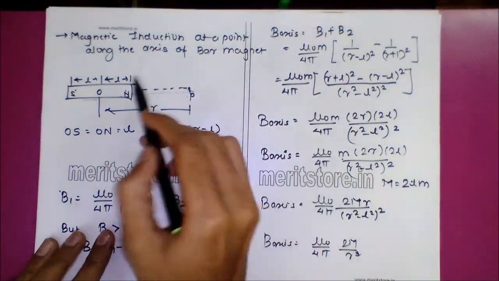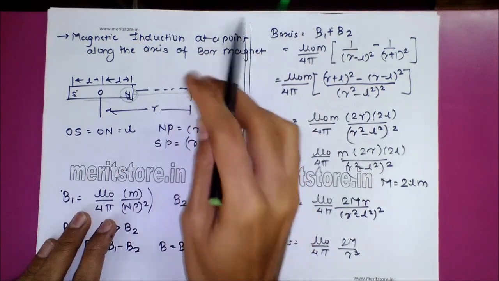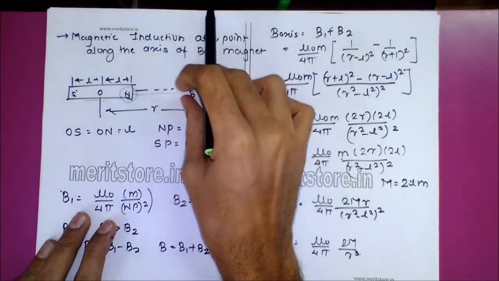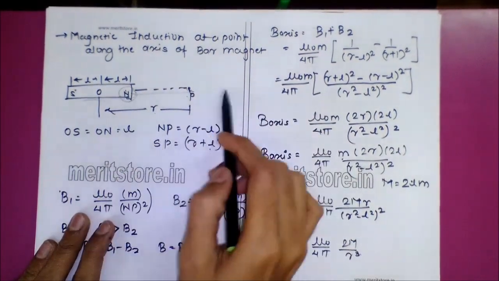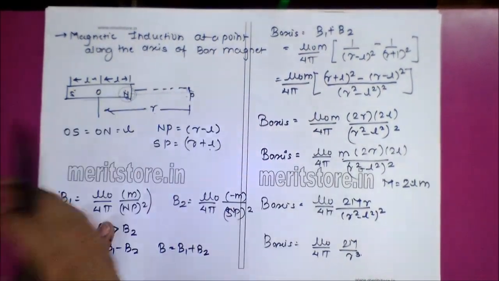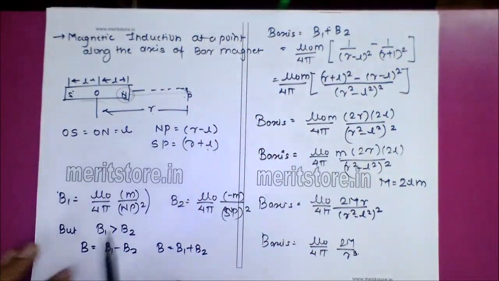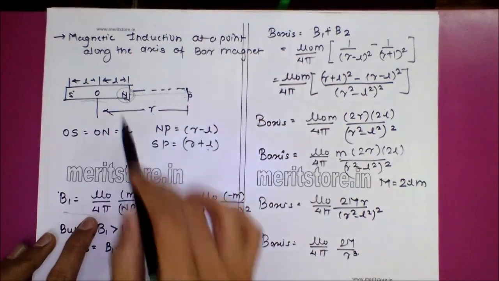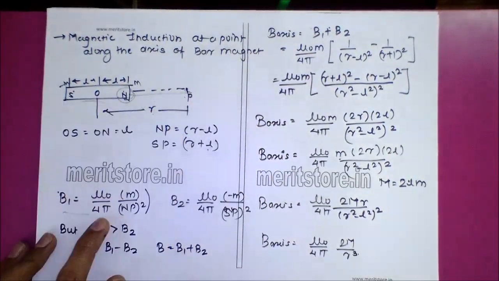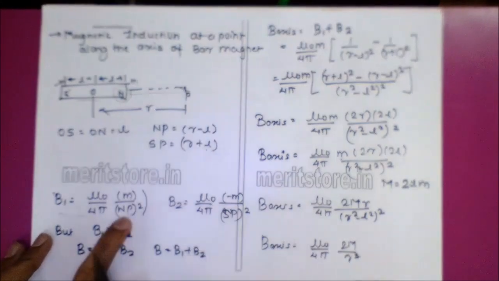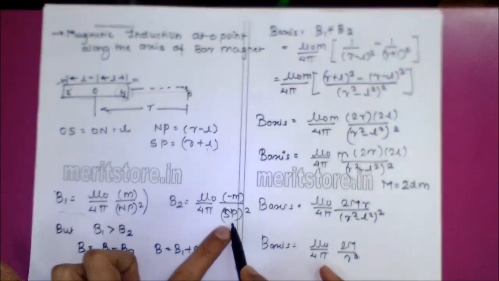The magnetic induction at this point P will be because of both the magnetic forces, by the north pole as well as the south pole. So we will be calculating the magnetic field because of the north as well as the south pole. Because of the north pole it is mu naught upon 4 pi, plus m upon NP square, and due to the south pole it will be mu naught upon 4 pi, minus m upon SP square.